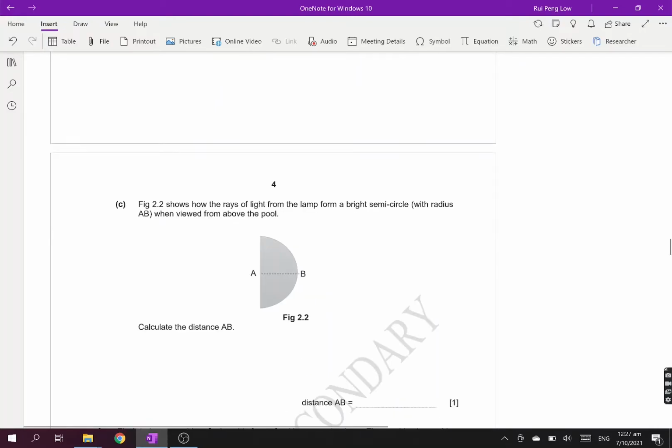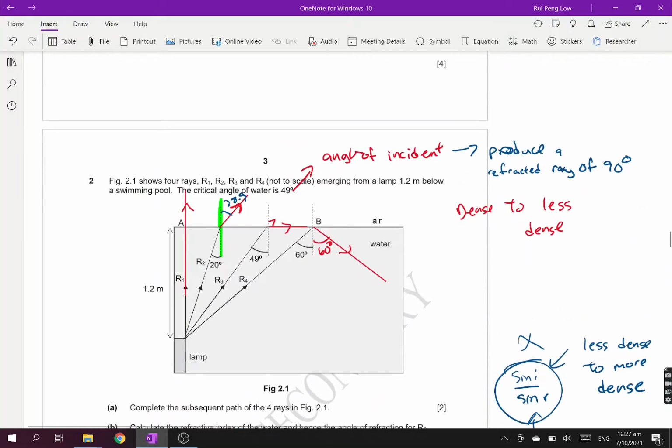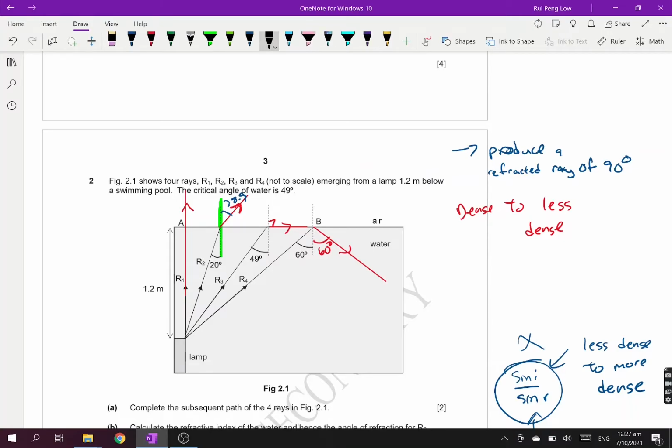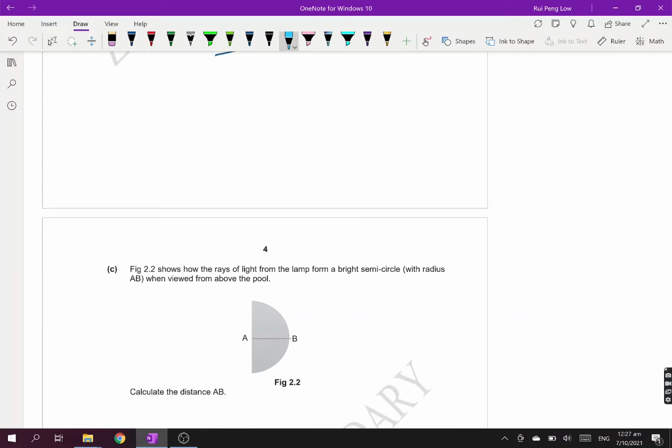Figure 2.2 shows how the light rays from the lamp form a semicircle when viewed from the top of the pool. Calculate the distance AB. What it means is that, let me erase this because I need to explain. Let's say you put your eyes here, you look on top. If you look on top, you will actually see the light rays from a bird's eye view like this. So this is me looking on top.